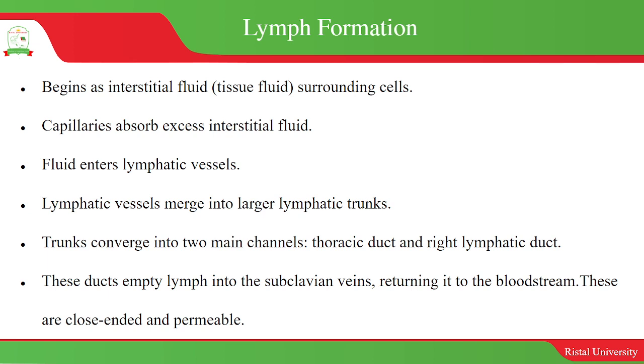Then it flows to the lymphatic vessels, and through the lymphatic vessels it will end up in the lymphatic trunk. The lymphatic trunks converge and form two main channels called the thoracic duct and the right lymphatic duct, which we shall look at to see which areas of the body they drain the lymph from. Basically these ducts empty the lymph into the subclavian veins, returning it to the bloodstream.